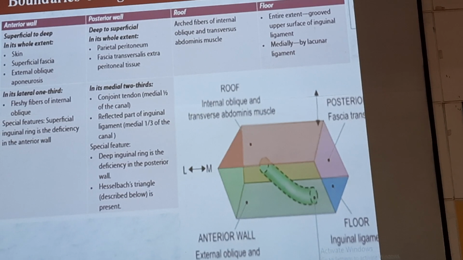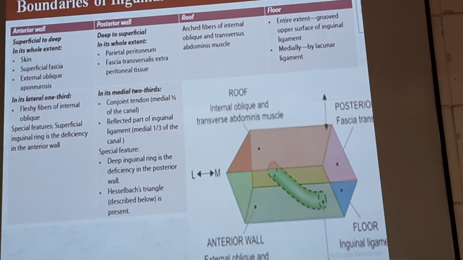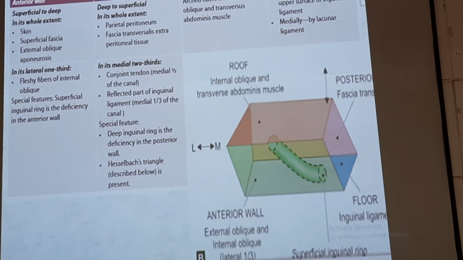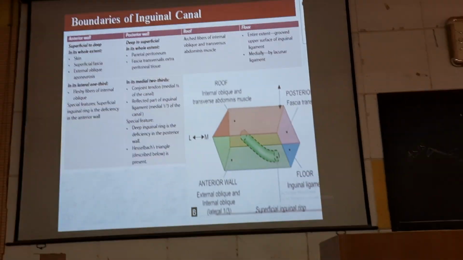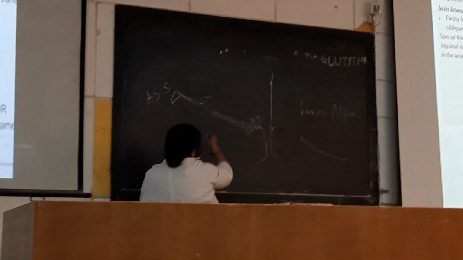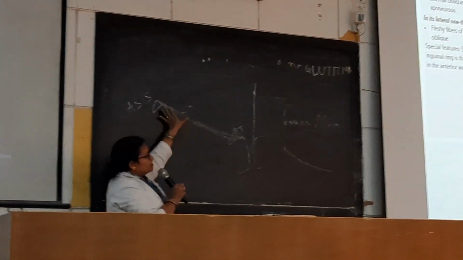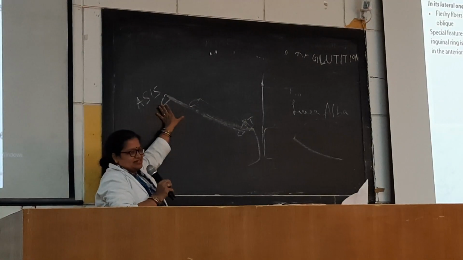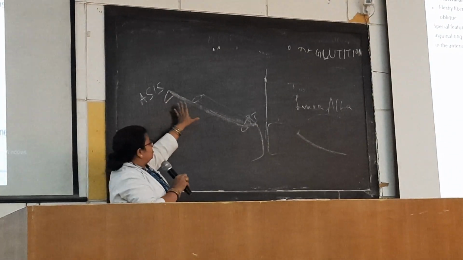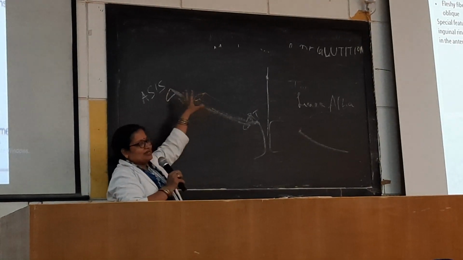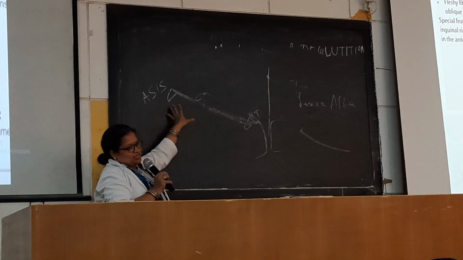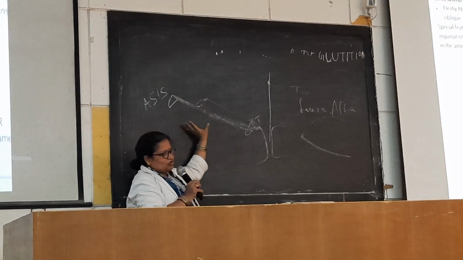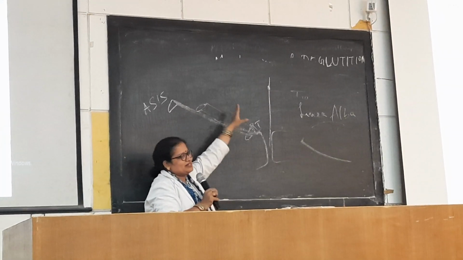Anteriorly what lies? The skin, the superficial fascia, the external oblique aponeurosis. In the lateral 1/3 it is fleshy fibers of the internal oblique. To the lateral 2/3 of the inguinal ligament, the internal oblique muscle comes and gets inserted. And to the lateral 1/3, the transversus abdominis. They take their origin from below and get inserted in the upper part.